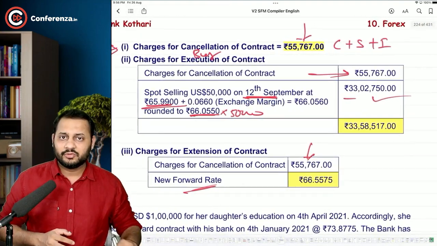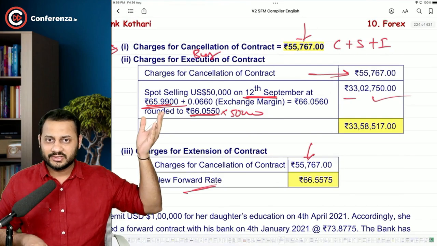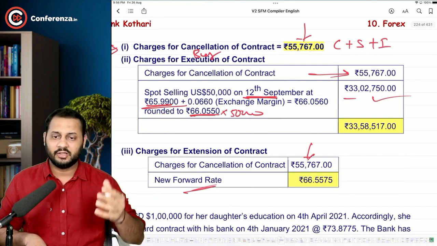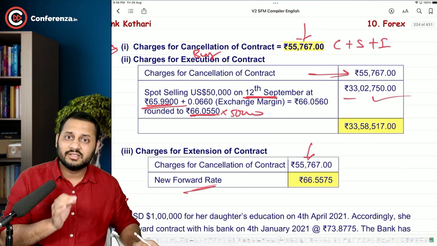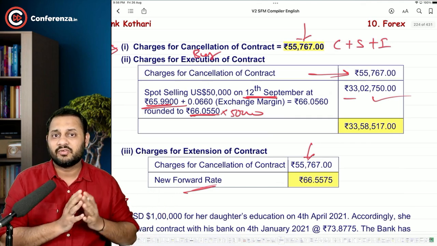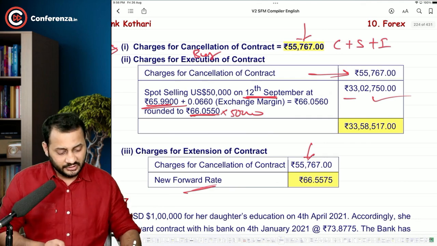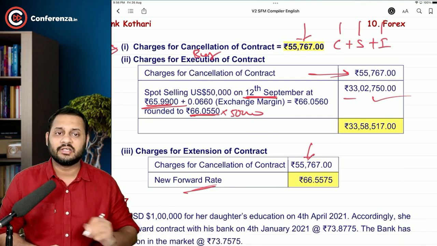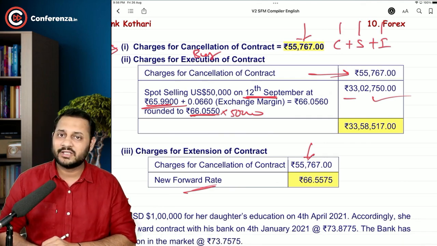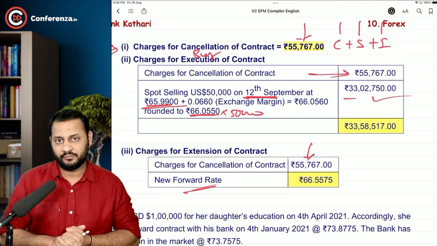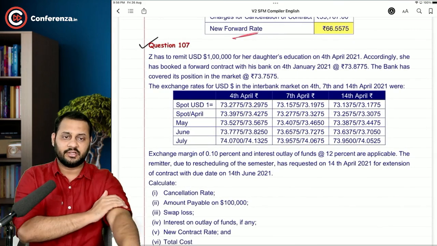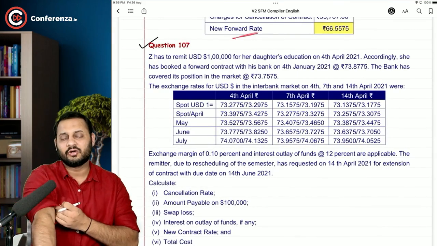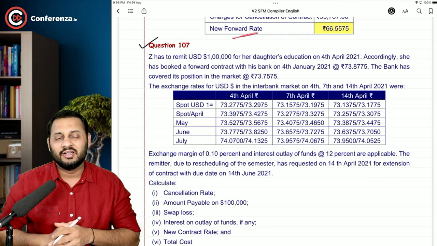So what I wanted to say is, if you want to execute the contract, buy it at spot. If you want a forward rate, we can give you the forward rate. But in all the three cases, you will have to pay 55,767, which includes the cancellation, swap loss and interest. You cannot avoid that once you make a default. Got it? Last question now in this entire forward contract cancellation before starting the last concept.